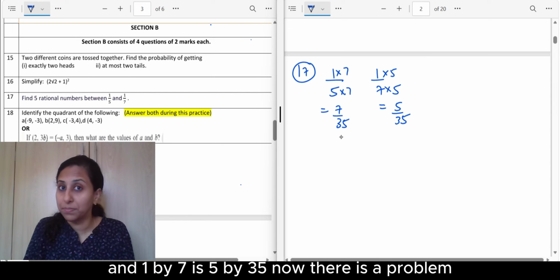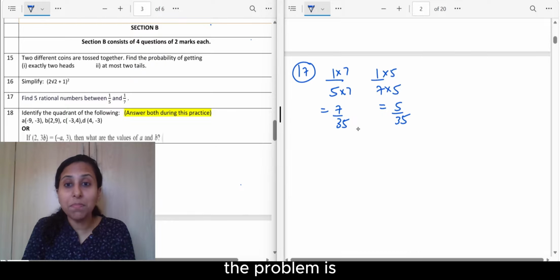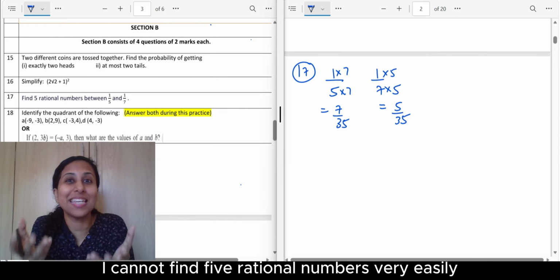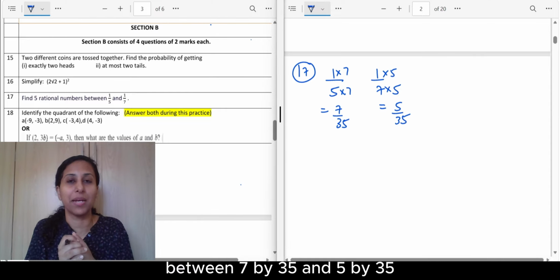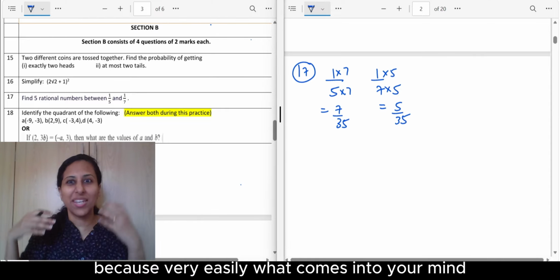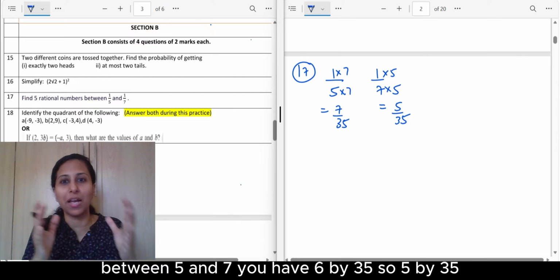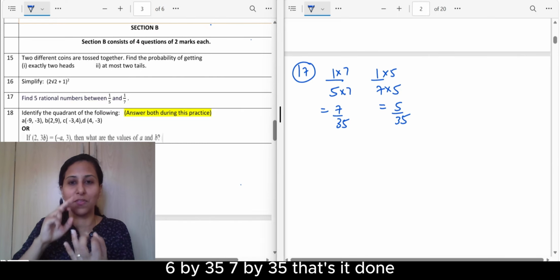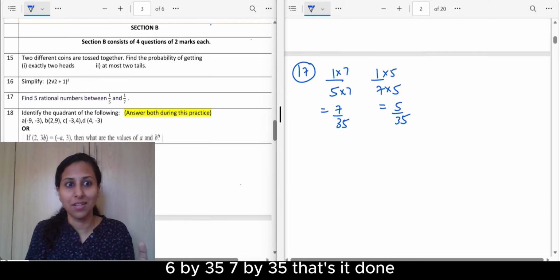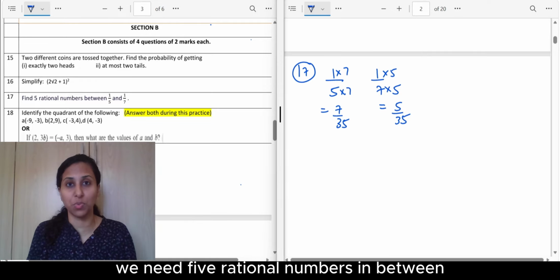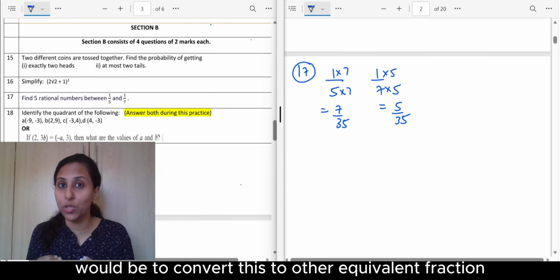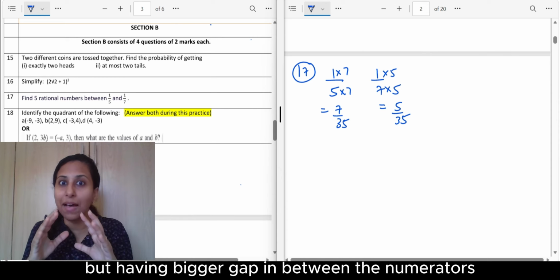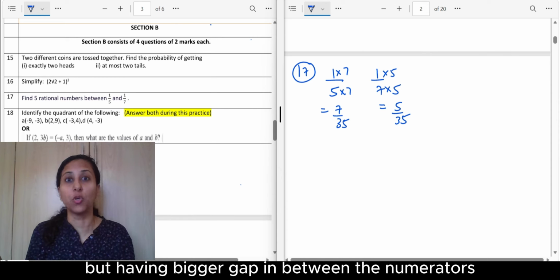Now there is a problem. The problem is I cannot find 5 rational numbers very easily between 7 by 35 and 5 by 35. Because what easily comes to your mind is that between 5 and 7 you have 6 by 35. So 5 by 35, 6 by 35, 7 by 35. That's it, done. But we need 5 rational numbers in between. The goal then would be to convert these to other equivalent fractions, but with a bigger gap between the numerators.